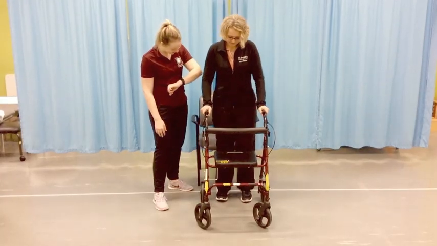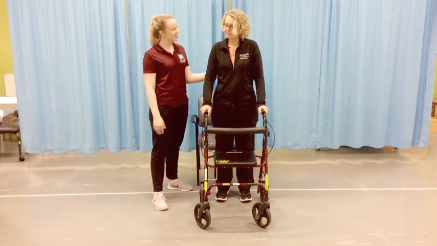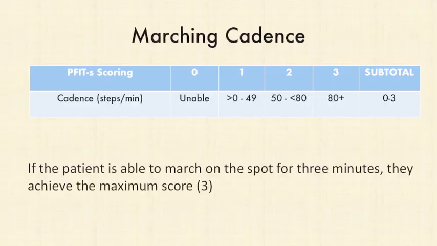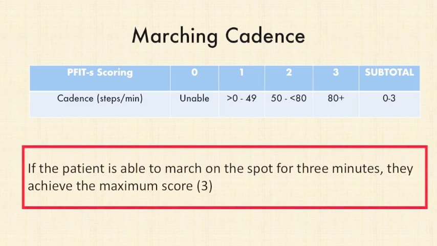103, 104, and stop. Okay, so we've made it to 3 minutes, so we can stop the test now. Good job. This is scored from 0 to 3 with faster marching cadences associated with higher scores. However, if the patient is able to march on the spot for 3 minutes, they will achieve a maximum score of 3 regardless of their marching cadence.